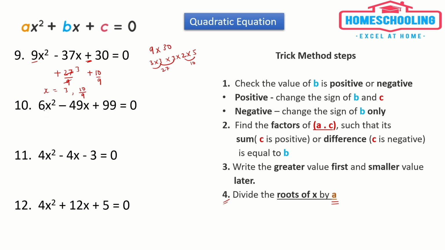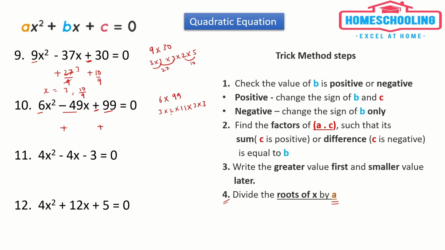Now in the next question, as we can see, the value of b is negative, so we will change the sign of b only, so positive, and this will remain as positive. And we have to factorize a and c, so 6 into 99. 6 can be written as 3 times 2, and 99 can be written as 11 times 9, and 9 can be written as 3 times 3. And as we can see here, the c value is positive, so we have to find the sum of the factors in such a way that it is equal to 49.